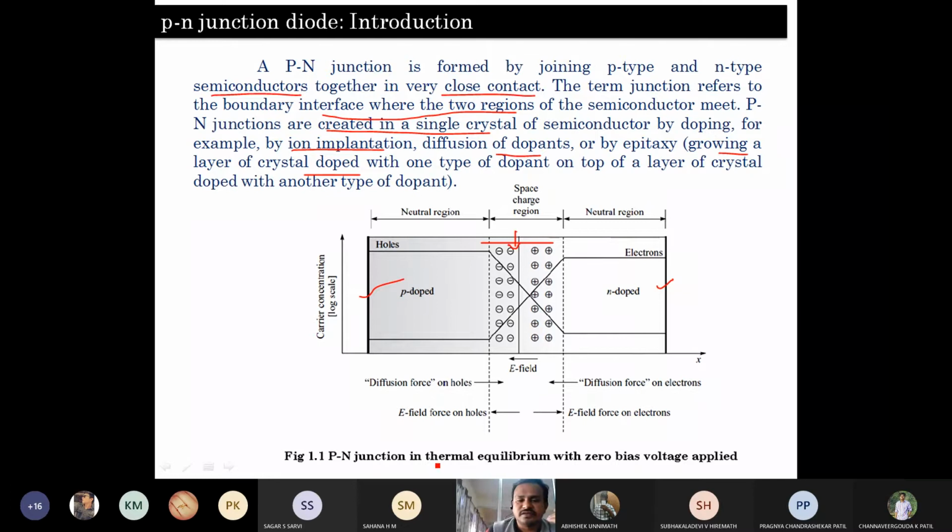The PN junction is shown with zero bias. The diagram shows that zero bias voltage is applied, meaning I am not applying any bias or any voltage externally. So how does the diode look? The construction of that diode and the internal diagrams, how they are.